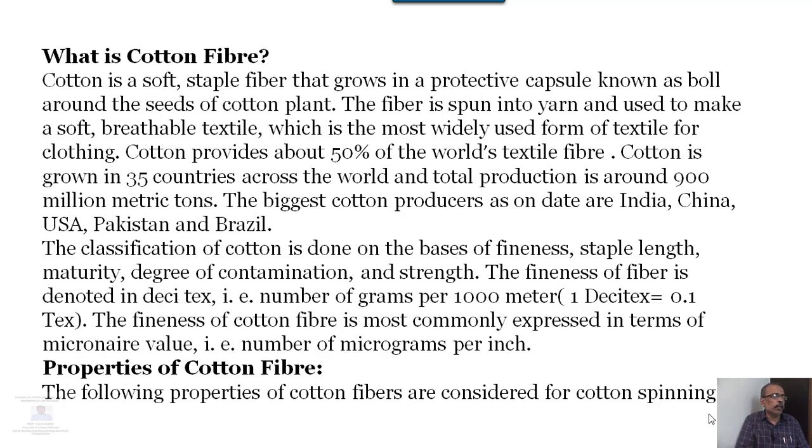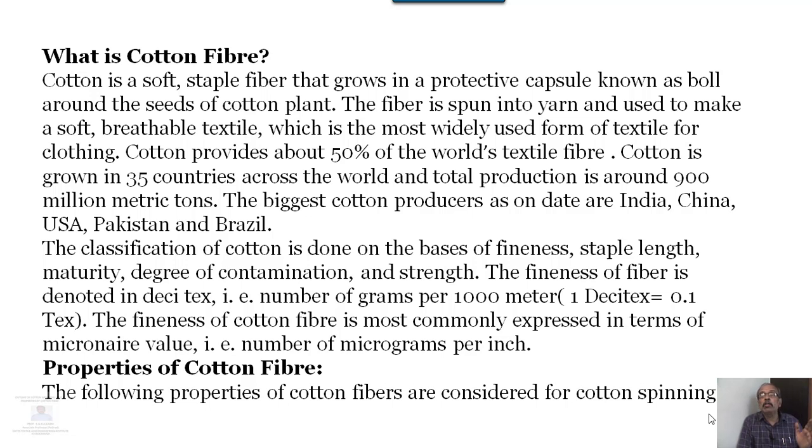Now, what is a cotton fiber? This cotton fiber, as in case of the fiber definition also we have seen, is a soft staple fiber that grows in a protective capsule known as a boll. So this particular thing clarifies each and everything. It develops in a boll, and when it is developing in a certain period of time in a boll, one single fiber also develops some structure. Because this is a cellulose fiber, it generates a cellulosic structure inside one single fiber. So that is what is stated over here.